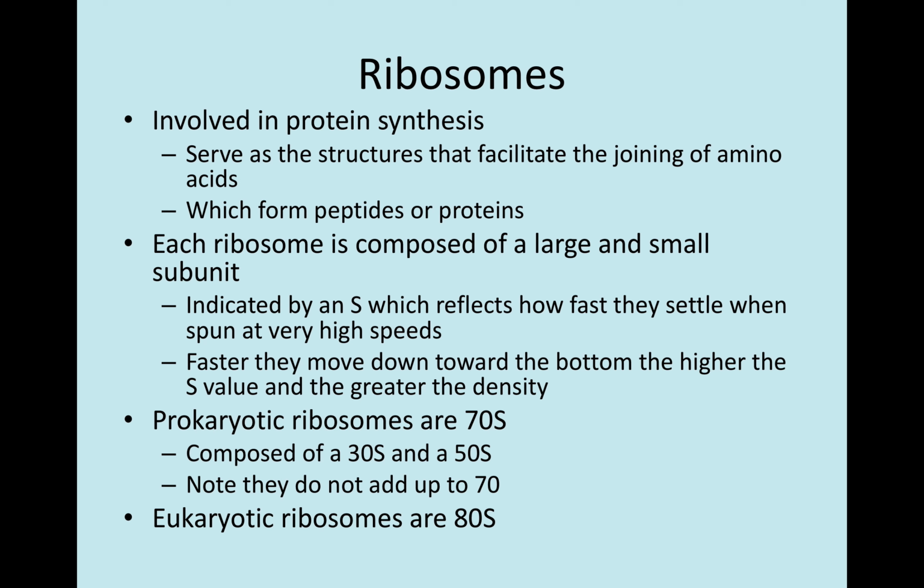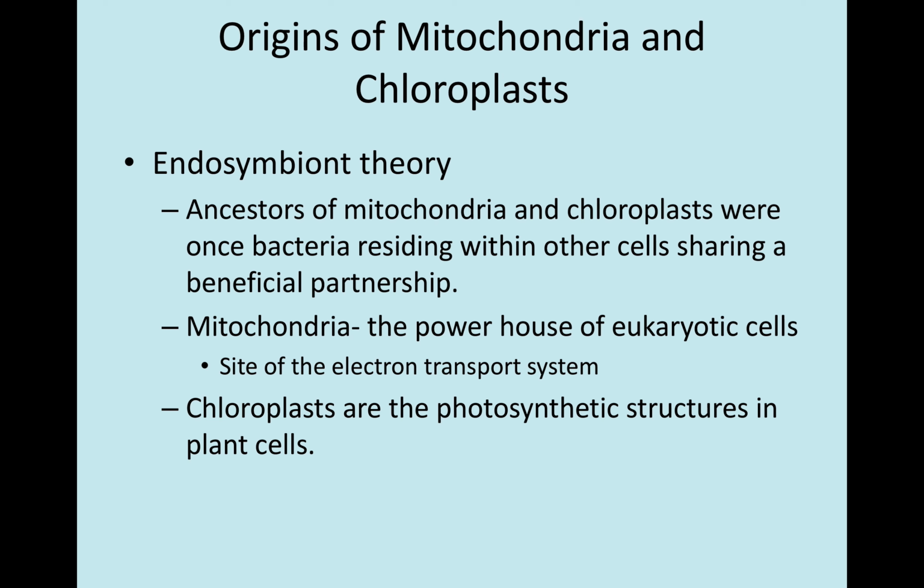Eukaryotic ribosomes, so ribosomes that are found inside our cells, are actually 80S, so they are different than prokaryotic ribosomes. Eukaryotic ribosomes are composed of a 40S small subunit and a 60S large subunit. So that's one of the main differences between prokaryotic and eukaryotic cells, other than the lack of a nucleus.